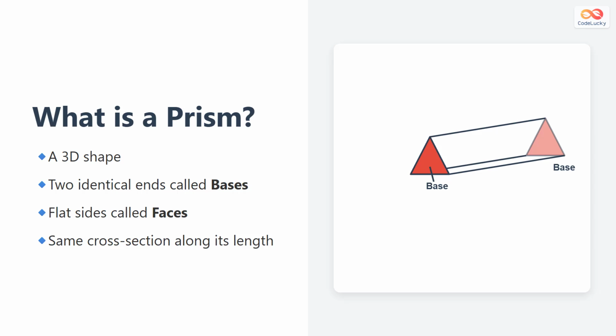First, let's define what a prism actually is. A prism is a three-dimensional shape that has two identical ends, which we call bases. It also has flat sides, or faces. If you were to slice it anywhere along its length, the cross-section would look exactly the same as the base.